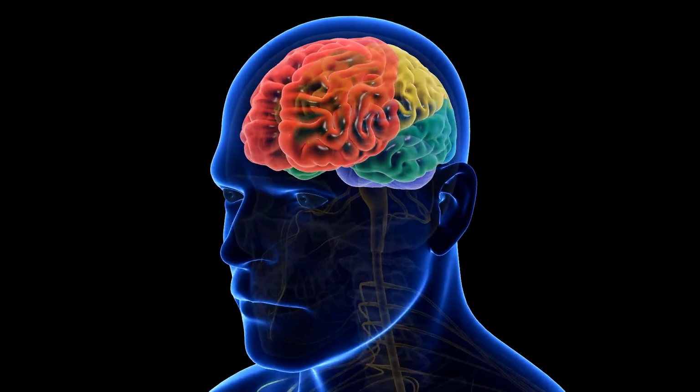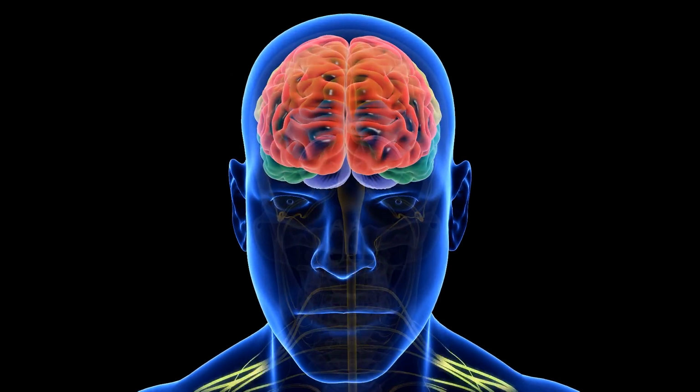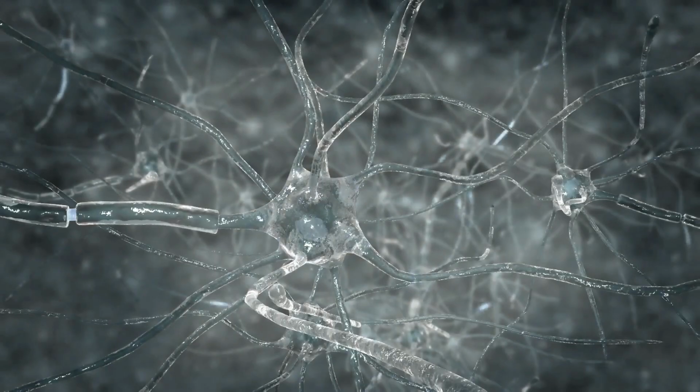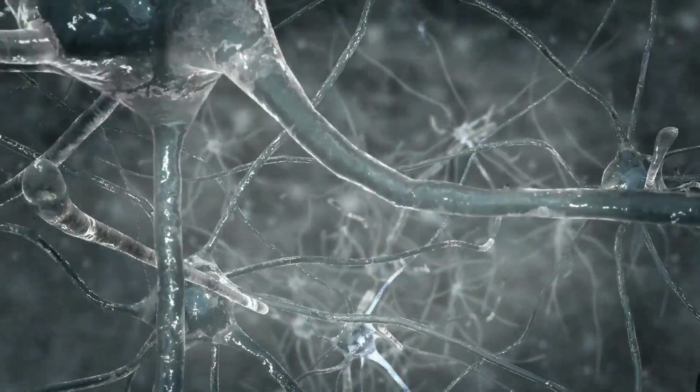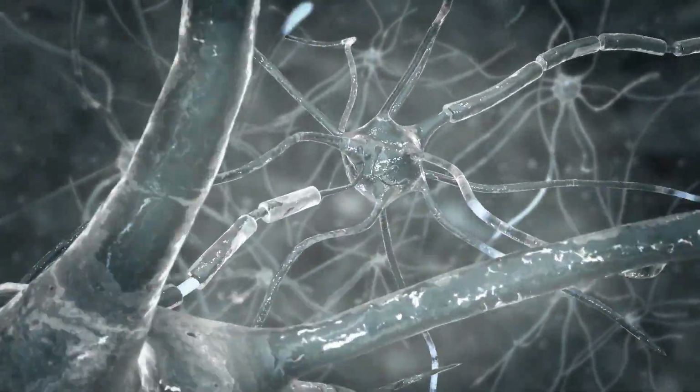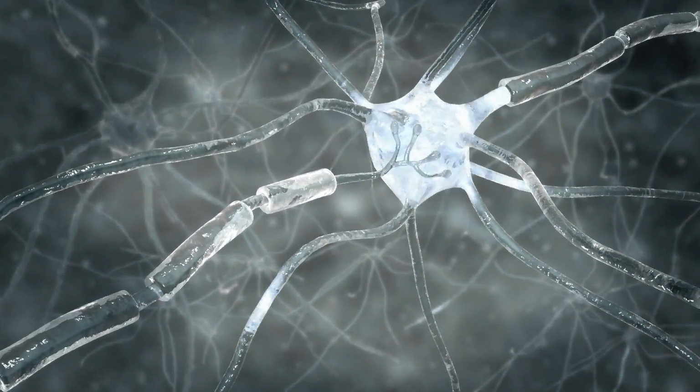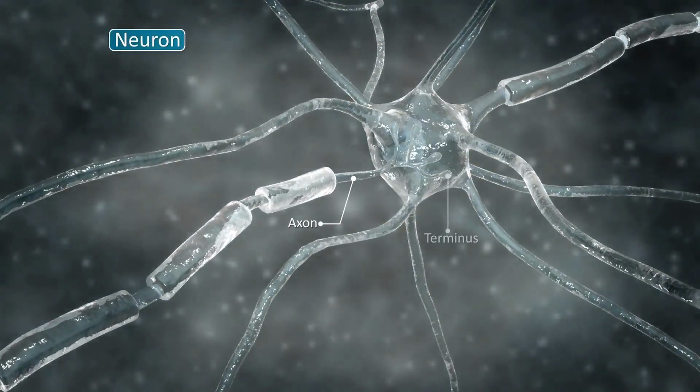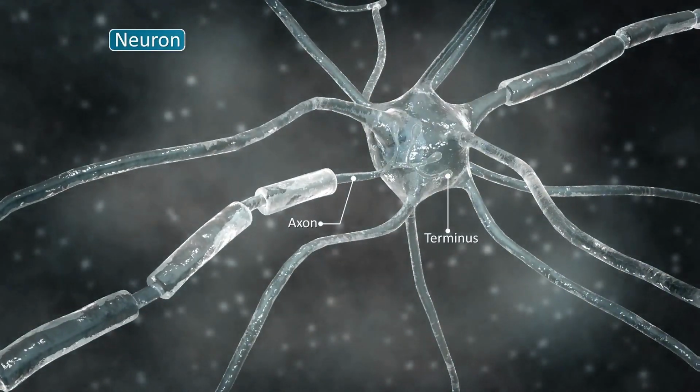The nervous system is composed of billions of communicating cells called neurons. Neurons conduct electrical signals, or action potentials, along the cell's membrane, along the axon to the terminus, where synapses are formed.